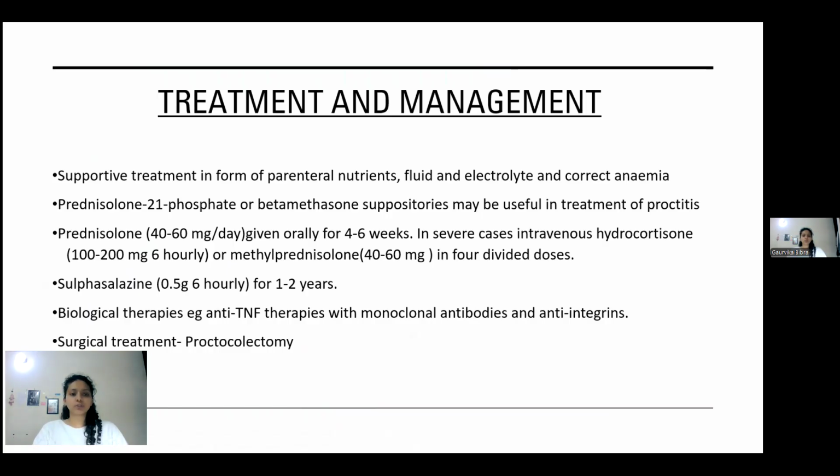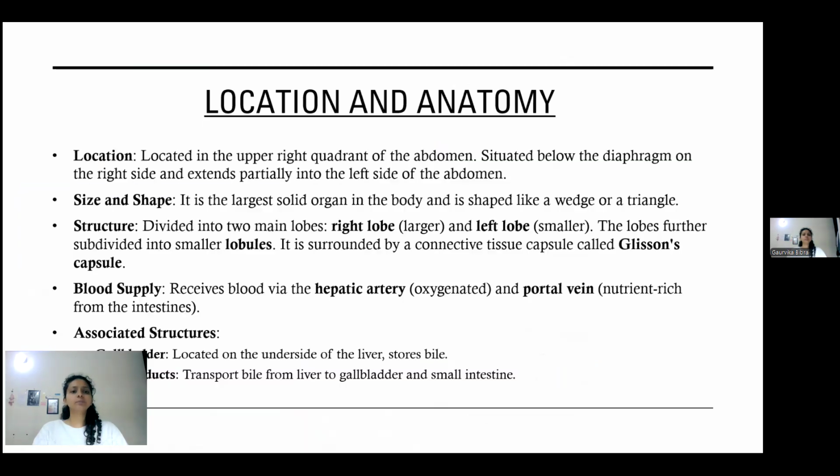Prednisolone or betamethasone suppositories. Prednisolone given orally for 4 to 6 weeks. In case of severe ulcerative colitis, intravenous hydrocortisone or methylprednisolone is given in 4 divided doses. Sulfasalazine for 1 to 2 years. In biological therapies, for example anti-TNF therapies with monoclonal antibodies and immunomodulators. Surgical treatment is proctocolectomy.